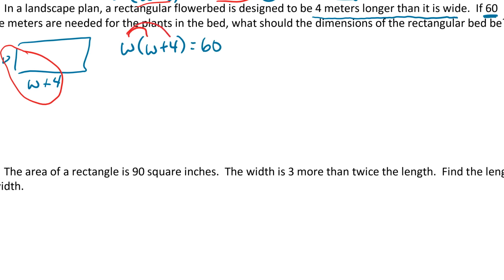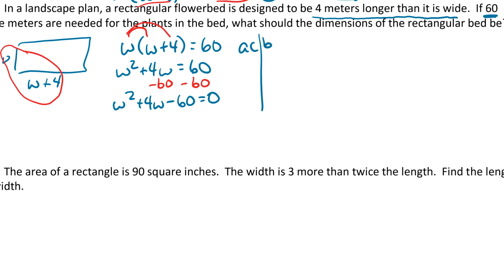And now we solve. So distribute. W squared plus 4W equals 60. Subtract 60 from both sides. W squared plus 4W minus 60 equals 0. And then we go ahead and do split B. So A times C, and B. Our A times C is negative 60. Our B is 4.